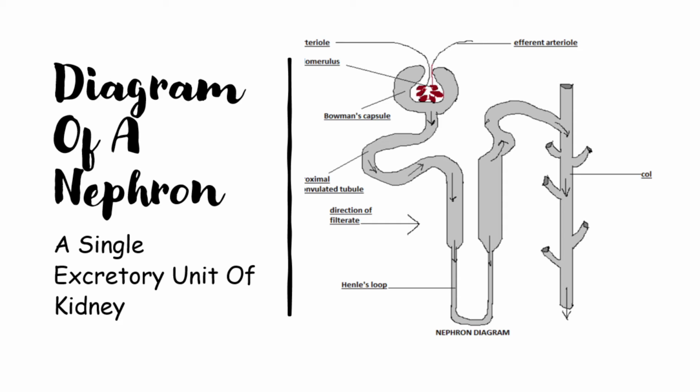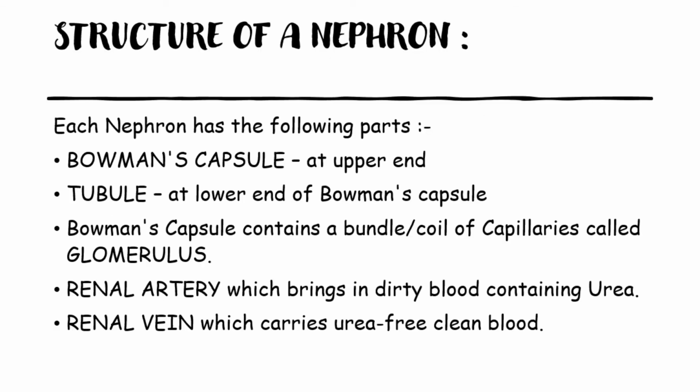The Bowman's capsule contains a bundle of blood capillaries which is called glomerulus. So each nephron has the following parts: the Bowman's capsule at the upper end, tubule at lower end of the Bowman's capsule. Bowman's capsule contains a bundle or coil of capillaries called the glomerulus. Renal artery, which brings in dirty blood containing urea. Renal vein, which carries urea-free clean blood.